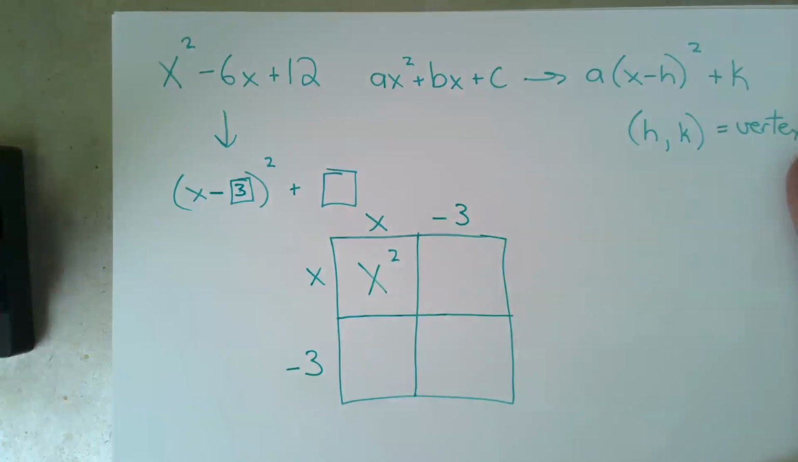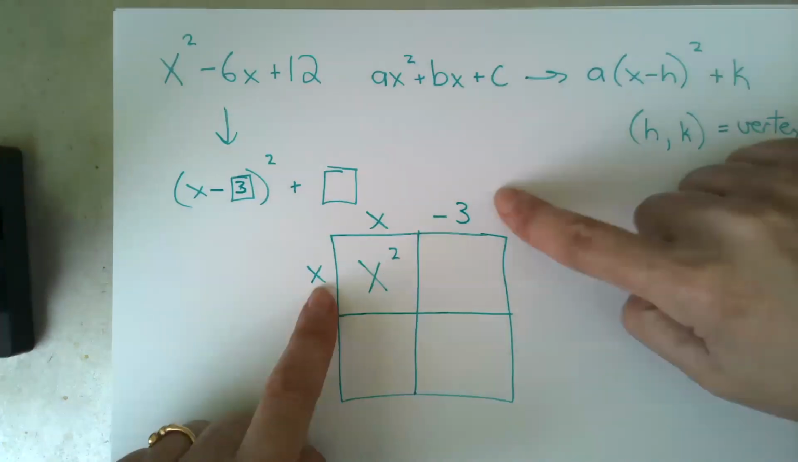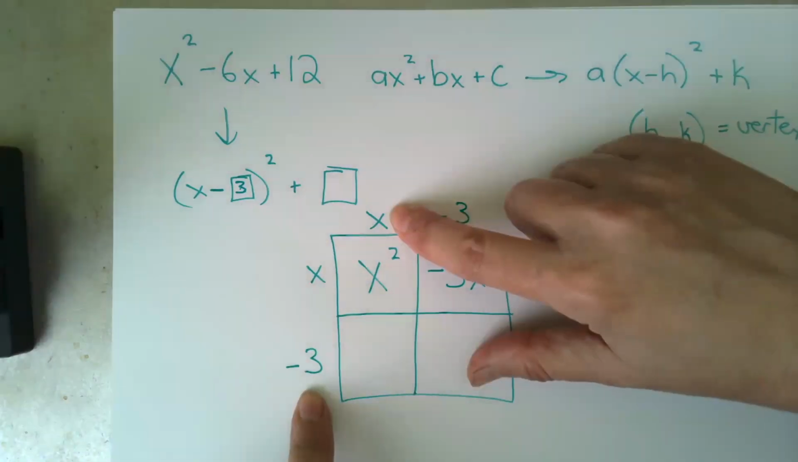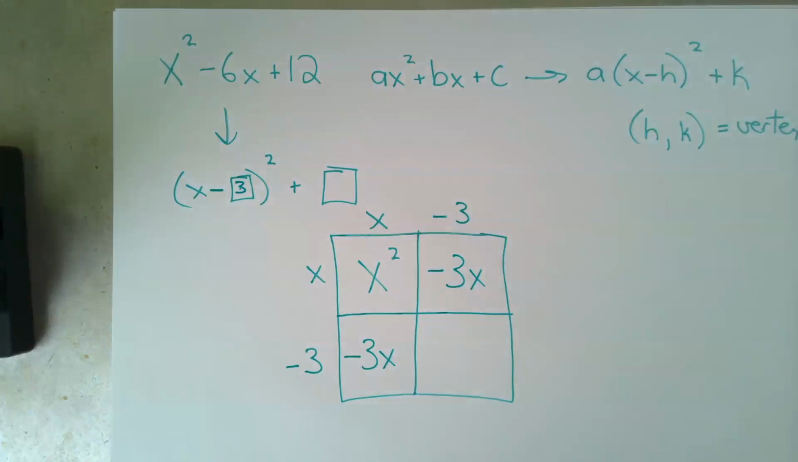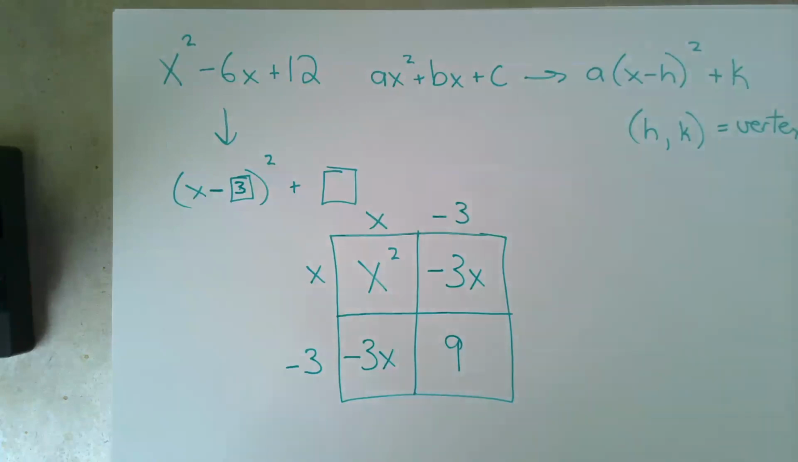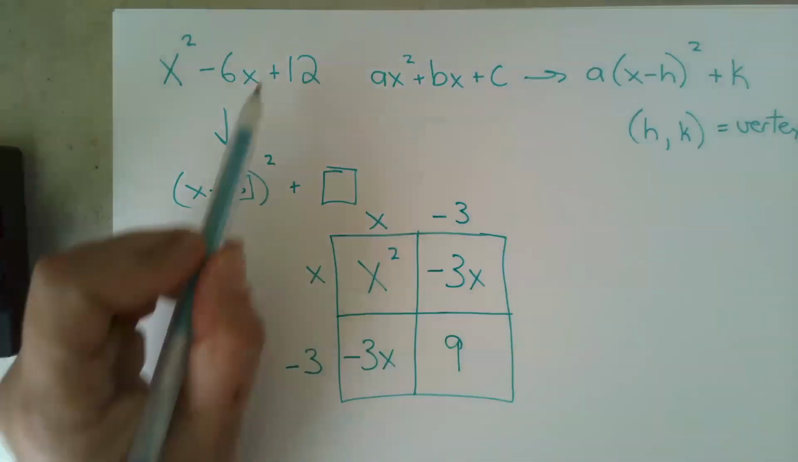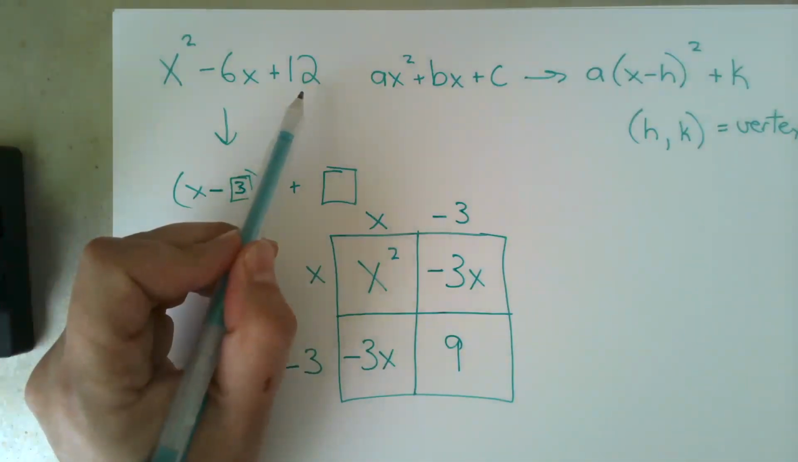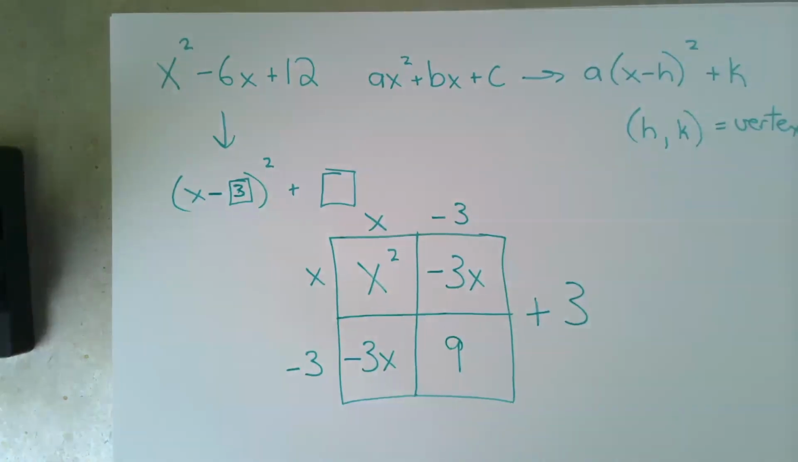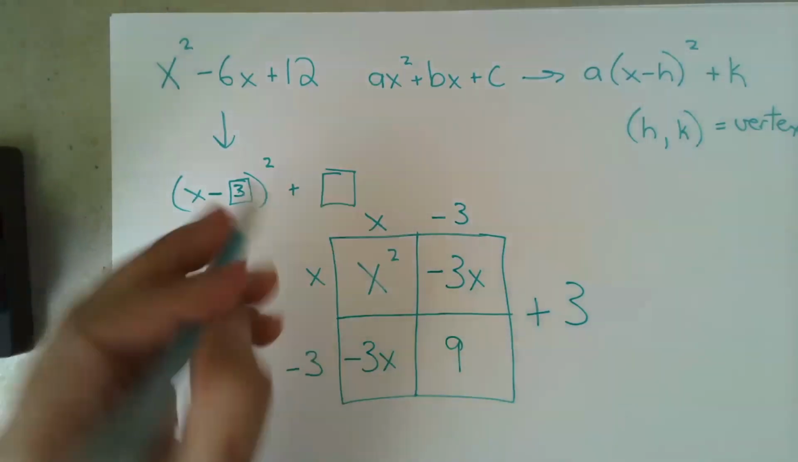We're going to now complete our multiplication matrix. x times -3 gets us -3x. -3 times x gets us another -3x. And finally, -3 times -3 gets us a 9. We are not done because 9 is not the same as our original 12. So to make sure that we haven't changed our equation, what do we have to add or subtract to 9 to get 12? That's right, we have to add 3, and that's our final step here.